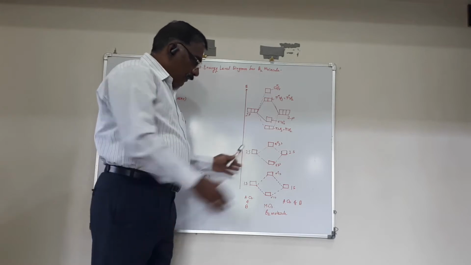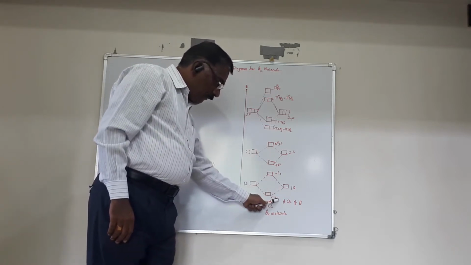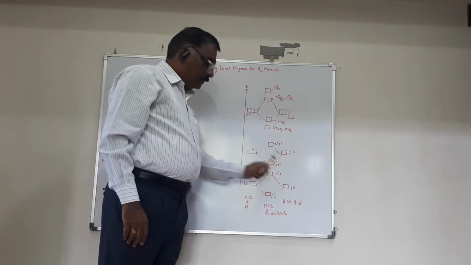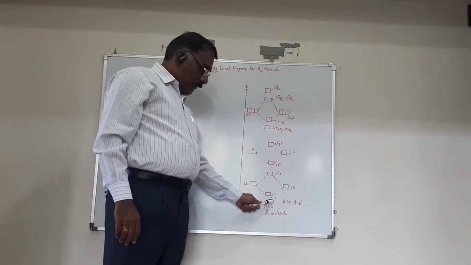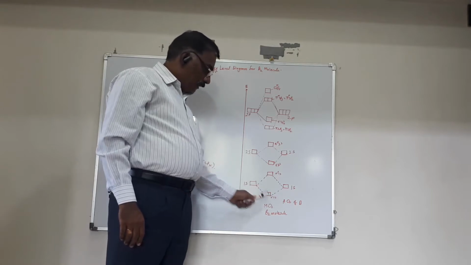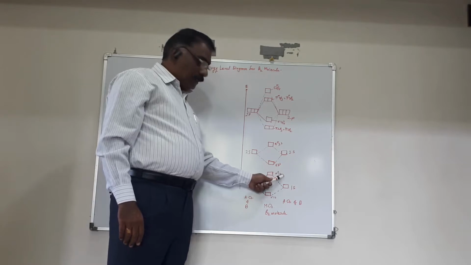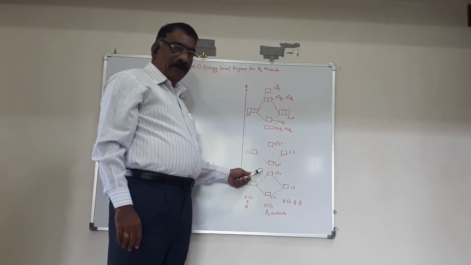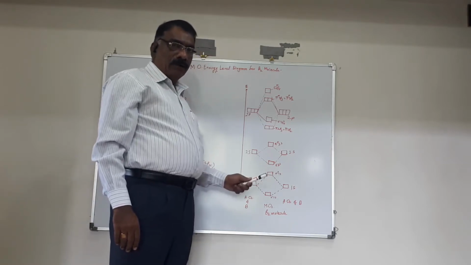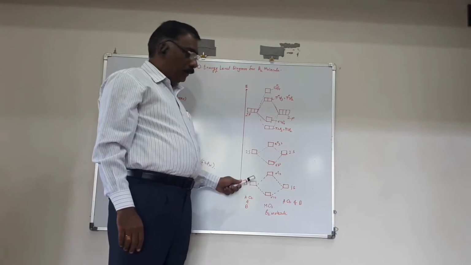When they get combined, the 1s orbitals combine, and there is formation of sigma 1s and sigma star 1s. Here, sigma 1s is a bonding molecular orbital. Its energy is lower than the atomic orbitals. While this sigma star 1s orbital is an ABMO, antibonding molecular orbital. Its energy is higher than the 1s orbital, that is the atomic orbital.